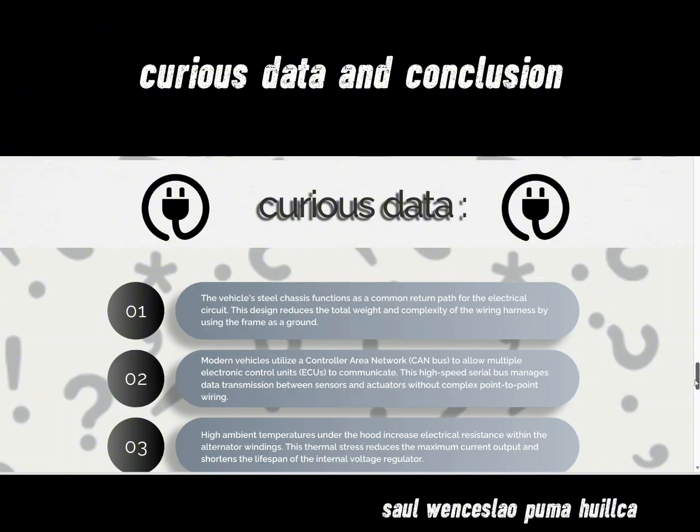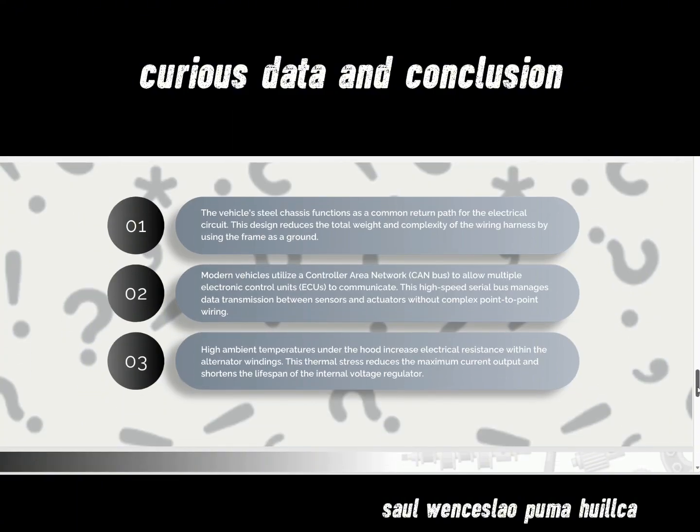Modern vehicle utilizing electric correction can reduce the total weight and the coupling of the wiring with a vacuum. Modern vehicles utilize multiplex electronic control units that manage data transmission from the sensors, ambient temperature, and heat, reducing oxygen to the internal voltage regulator.